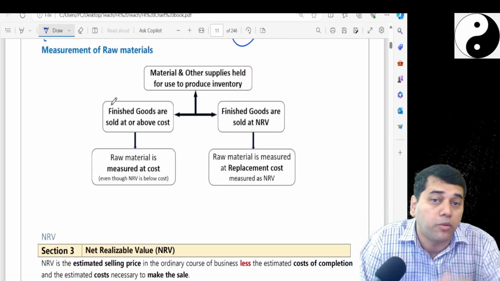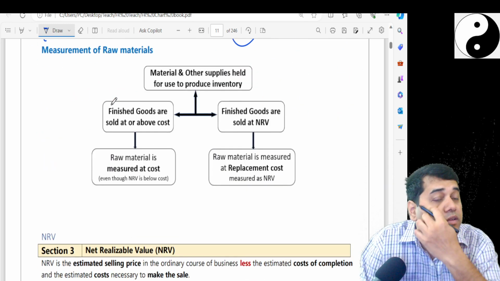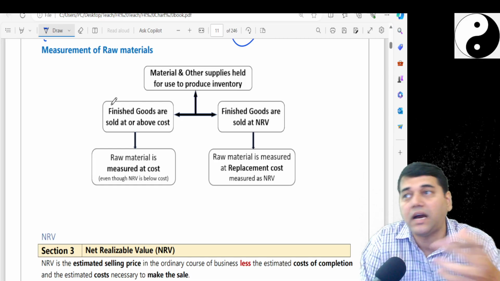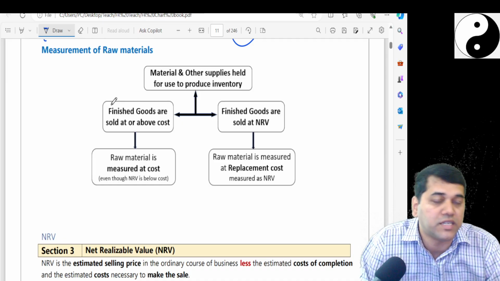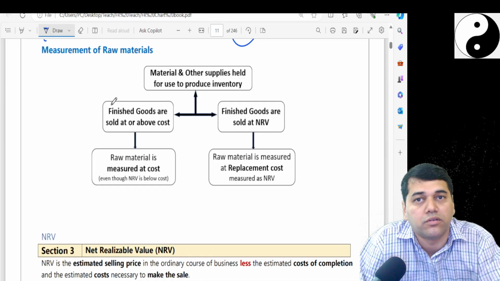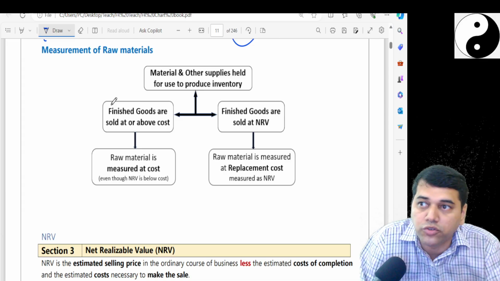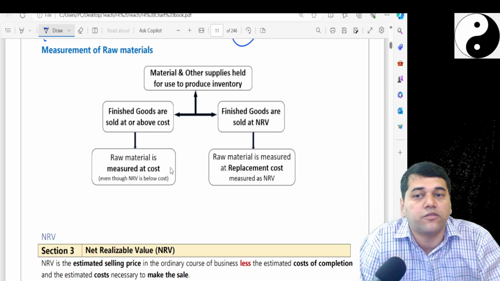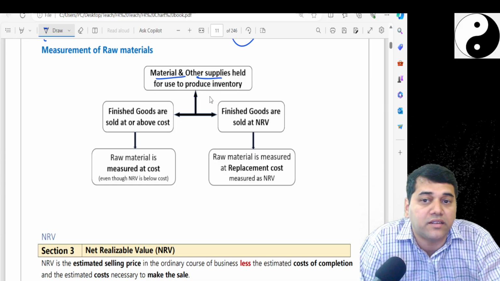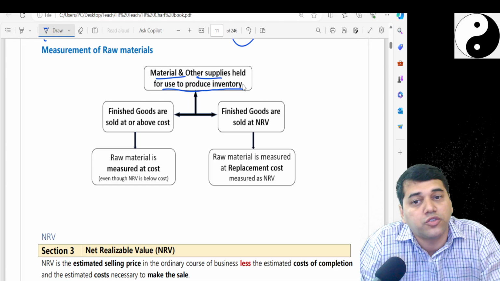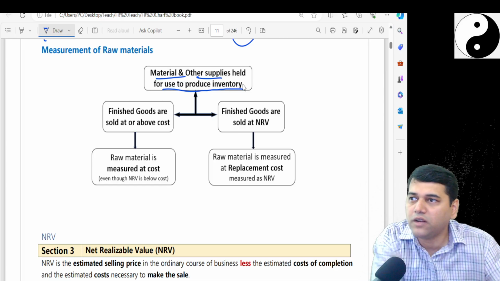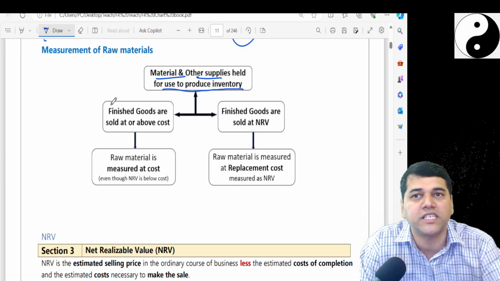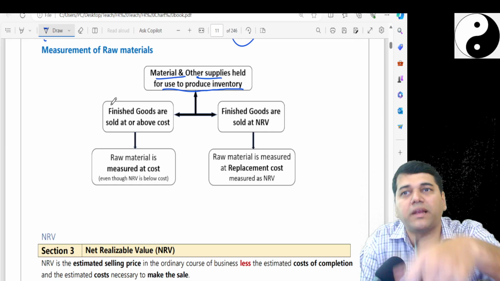Now, what about the raw material? The problem is, if it was an orange or apple, I know this is what I am selling, but I have got certain raw materials which I convert. Raw material I don't sell, no. What I sell is finished goods. So what is the cost of raw material? Then they say it is raw material and other supplies held for use to produce the inventory. Like I have got plastic covers. I don't sell them, but I have got a stock of plastic covers because I put this apple into the plastic cover and give it to the customer.